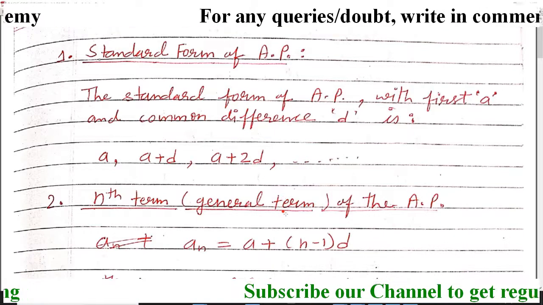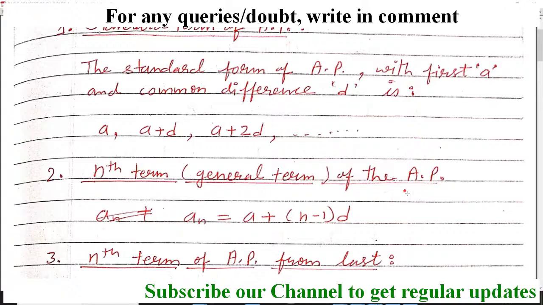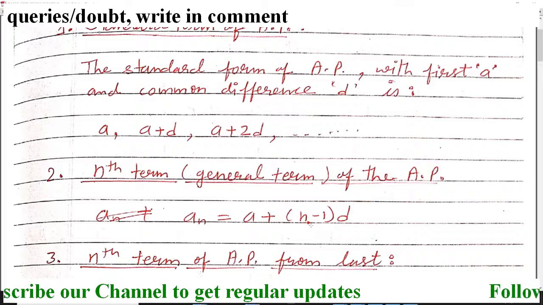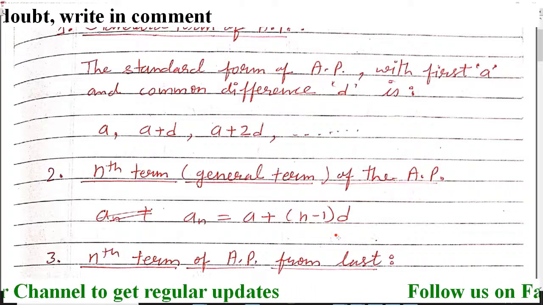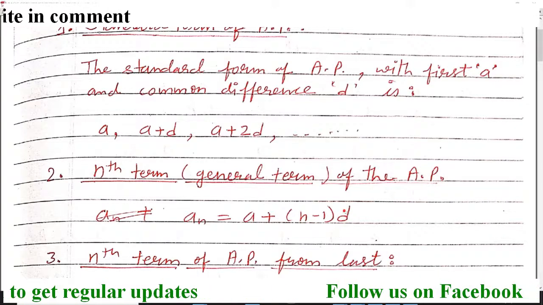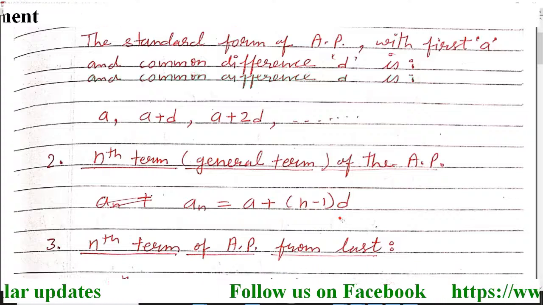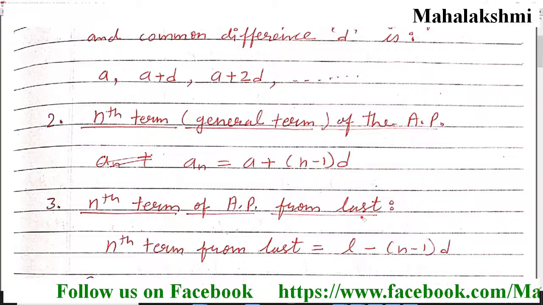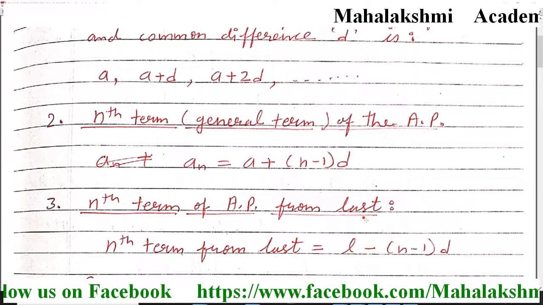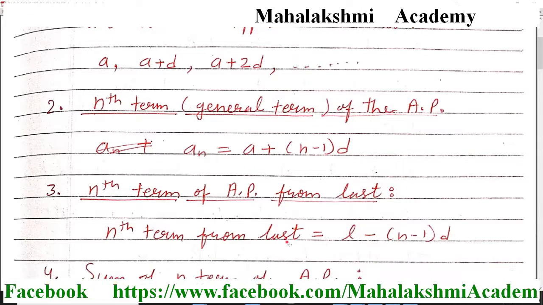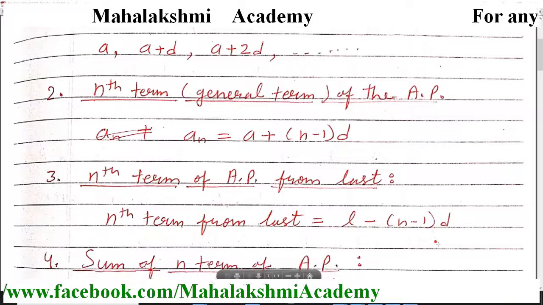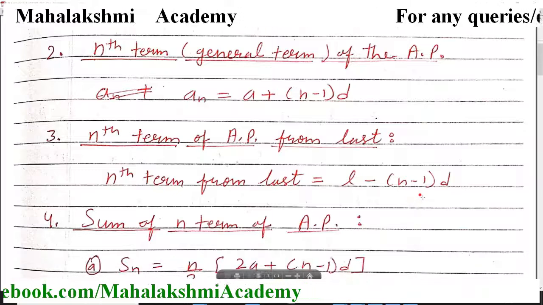Now the nth term or general term of AP. The formula is a_n equals a plus (n minus 1)d. This formula we also used in our 10th class, and you are very familiar with it. Now the nth term of AP from last. Suppose you have to find the sixth term from the last term. In that situation, the nth term from last is l minus (n minus 1)d. This also we had in 10th class.